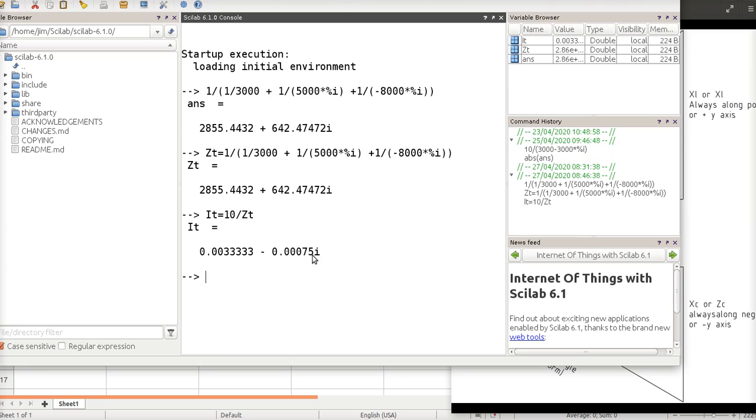So this is my current, 3.3 minus 0.75i. And these two numbers will be similar to these. So your current will have the opposite angle. So if your angle here is positive, your current will come up negative, same angle, as long as your voltage is 0. So I've got my current.